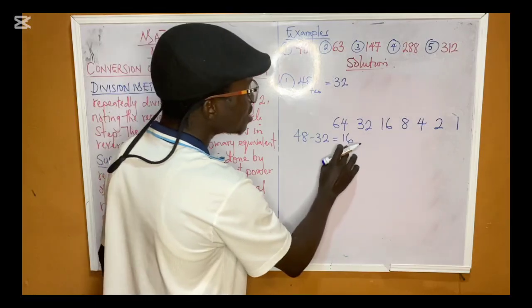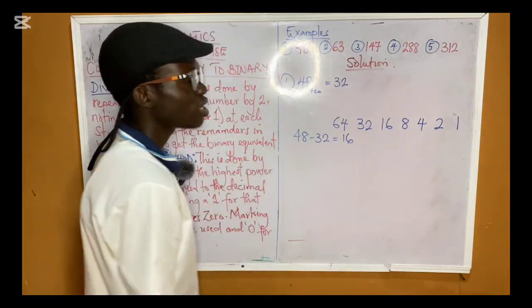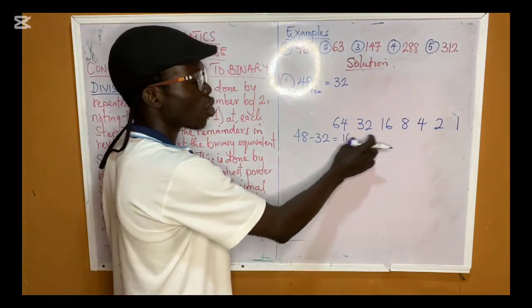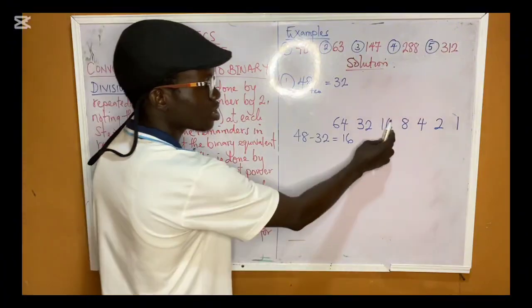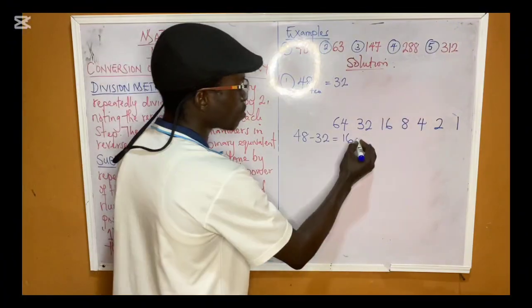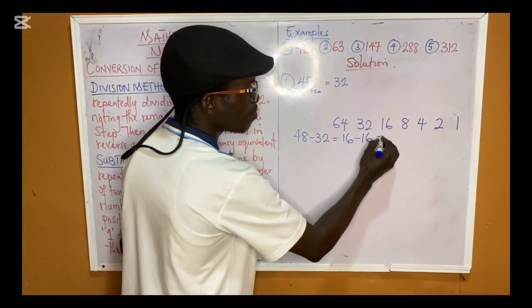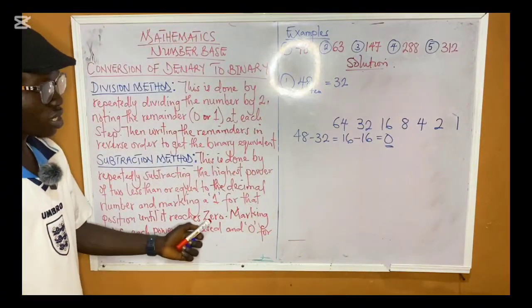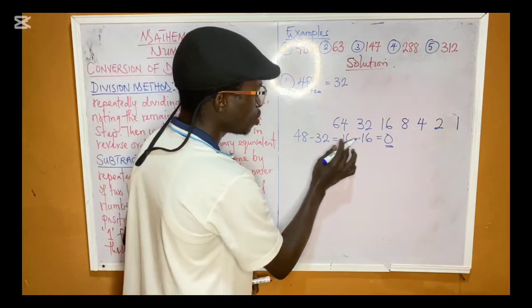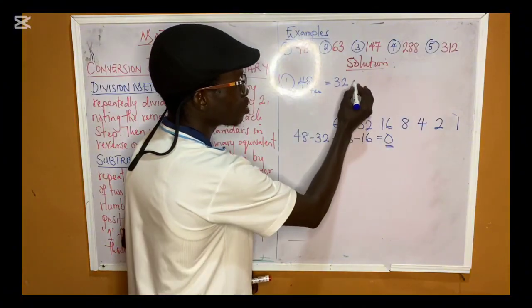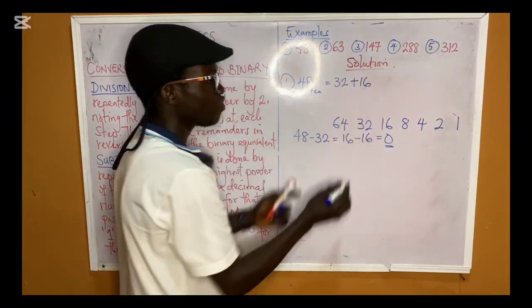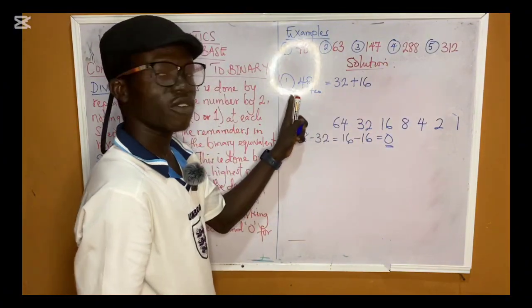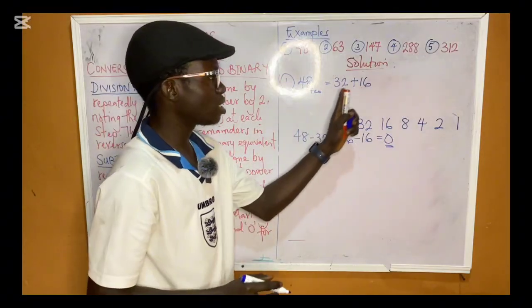So what is the highest power of 2 that is equal to 16 or less than 16? It is still 16. So when we subtract 16 from 16, the answer we are going to have is 0. So now that we've gotten to 0, what we are going to write, we used 16 here, it is going to be plus 16. Now if you add this up, you see that we are going to have 48. That shows that it's balanced.